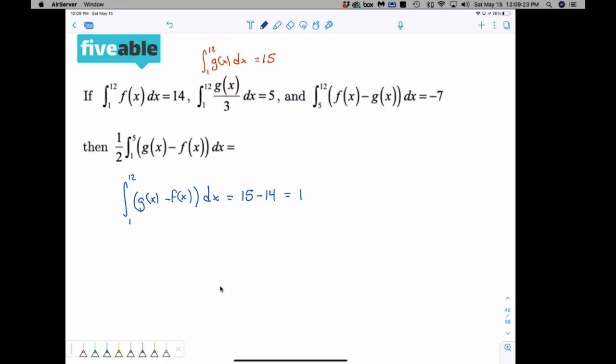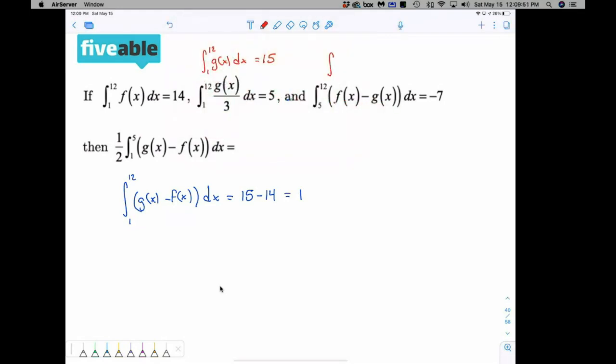Now, from here, we've got to figure out how to go from our bounds of 1 to 12 to our bounds of 1 to 5. But properties of integrals say we can break up our integrals. If we go from 1 to 5 and then 5 to 12, that's the same as going from 1 to 12. They've given me this integral from 5 to 12, but the problem with this integral is I've got the wrong order. I've got f of x minus g of x. So we've got to rearrange this a little bit.